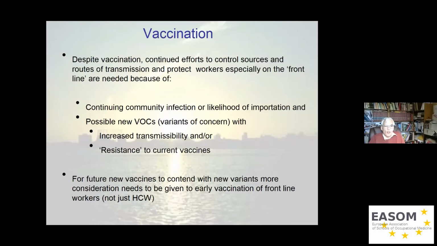There is a continuing community infection and likelihood of importation of new variants. Of course, some of those workers will not have a good enough response to vaccine. They will not be adequately protected. And we know that these new variants will then even increase further the risk in those people, because the variants have an increased transmissibility and may have, and we already know some of them are less susceptible to current vaccines. And we need to be ready to give repeat vaccination to frontline workers for the new variants as they come along.